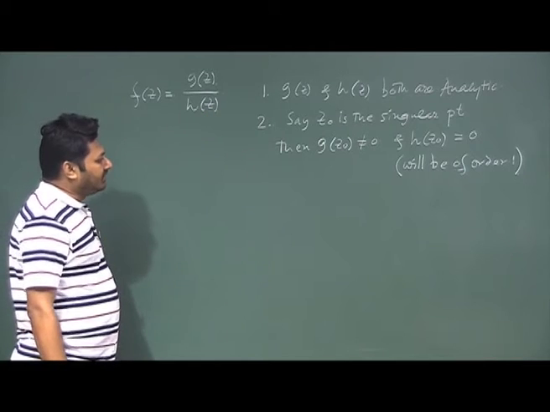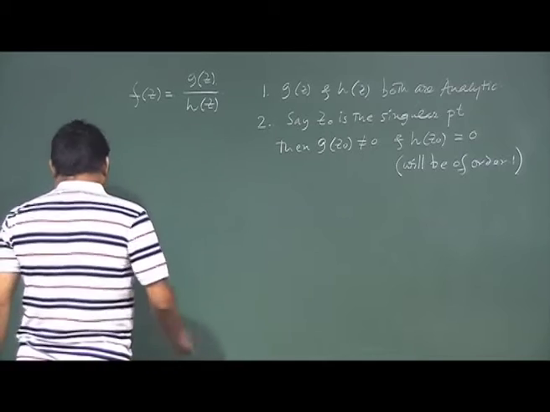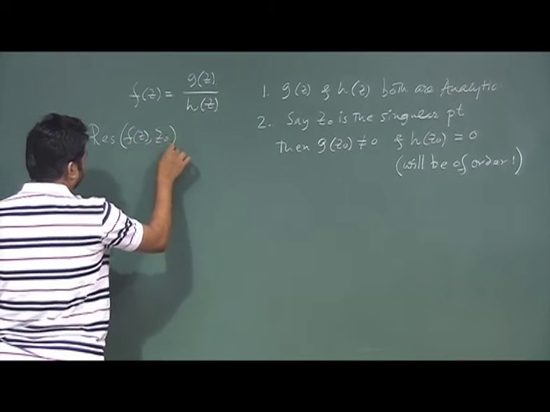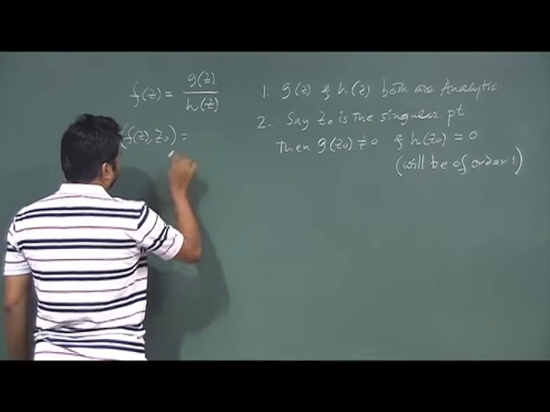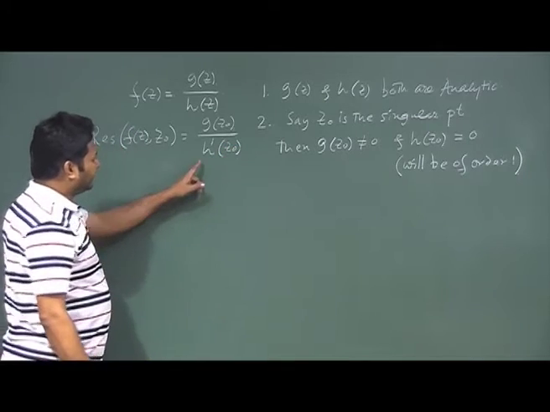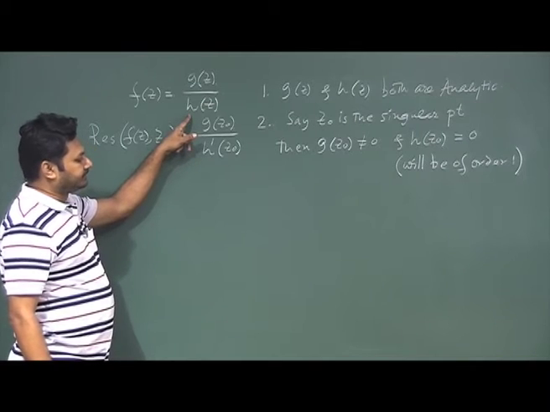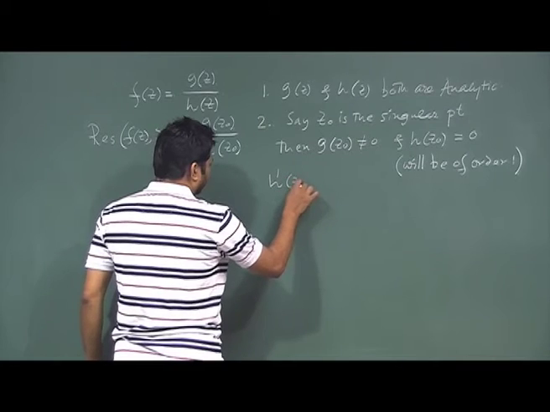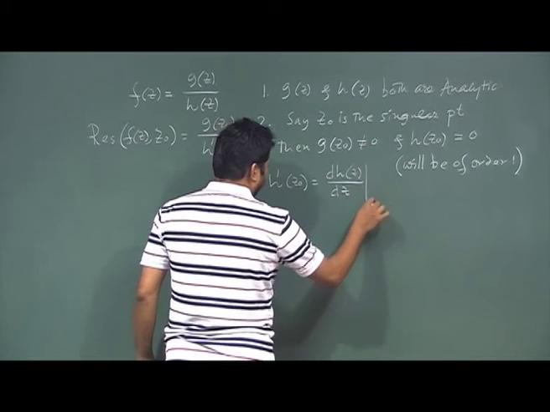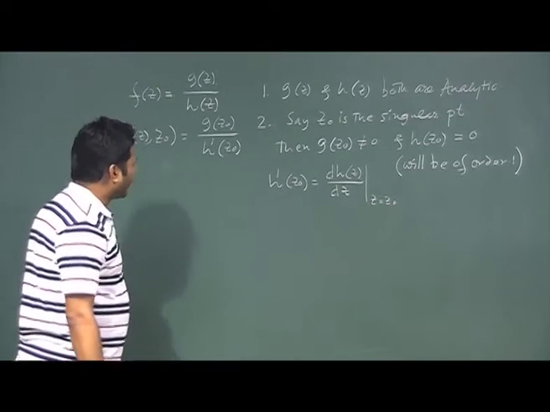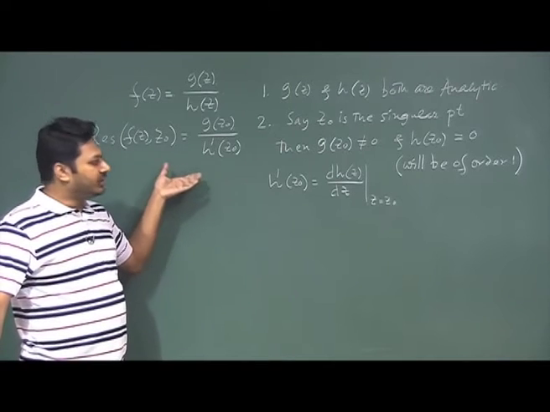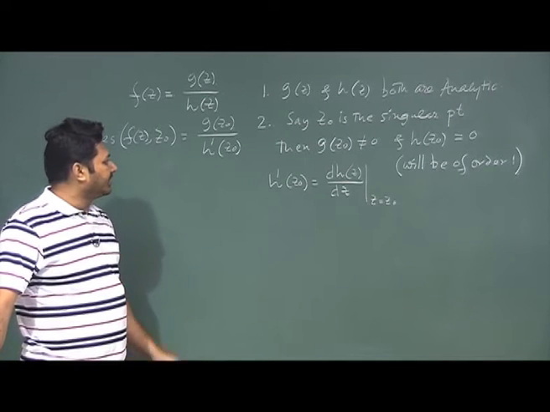So we have two conditions in our hand. If these two conditions are satisfied, then we can derive something from this. Let me first write the result. Then the residue of this given function at the point z_0 should be equal to g(z_0) divided by h'(z_0), where h' is the derivative of the h function with respect to z, evaluated at z equal to z_0. So this is the recipe, and it is useful. Last day I showed just one example. Today we will work through more examples and see how this is applicable.